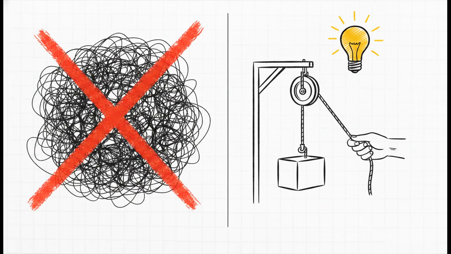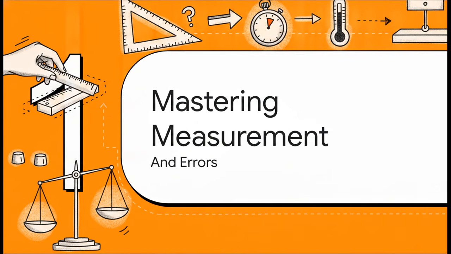The absolute secret to mastery in Physics 9702 isn't just memorizing equations, it's visualizing the physics before you ever touch the math. Because if you can see the cause and effect relationship in your mind's eye, the math just naturally follows. All right, Section 1, Mastering Measurement and Errors.